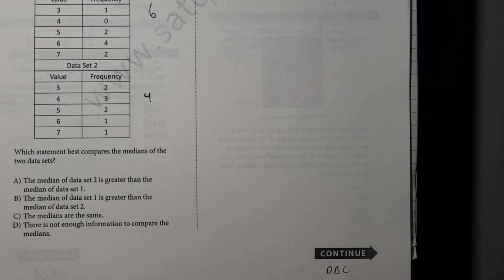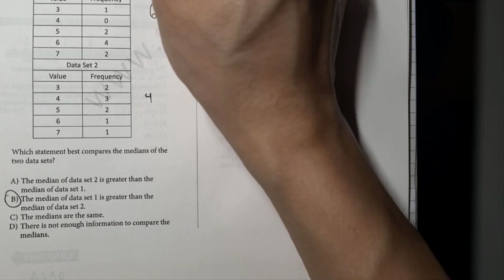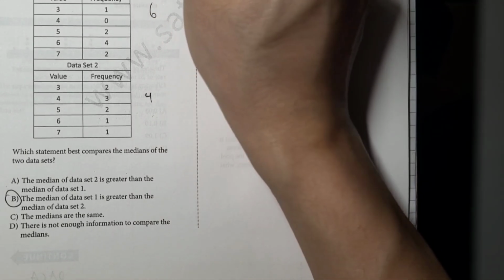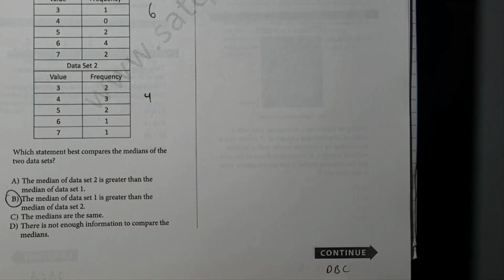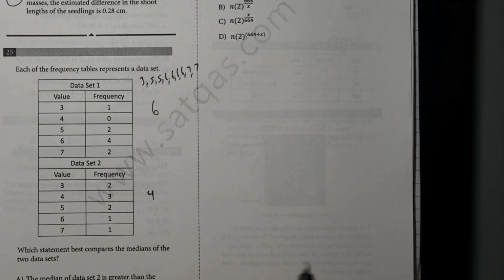Okay, so you can double check me on this, but I believe it should be B. Yeah, it should be B. I don't know why the key said D. There is enough information, because I can list this out as 3, 5, 5, 6, 6, 6, 6, 7, 7. I can get the median from here, can I not? And then I can list out these similarly. So it should be B in my opinion.